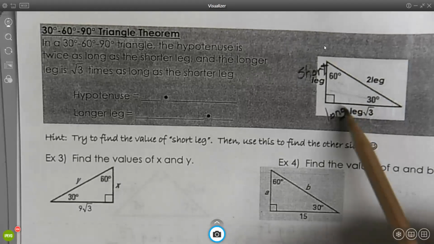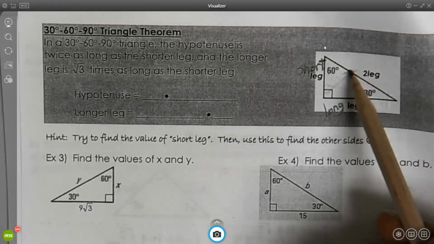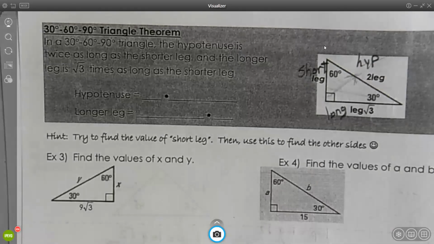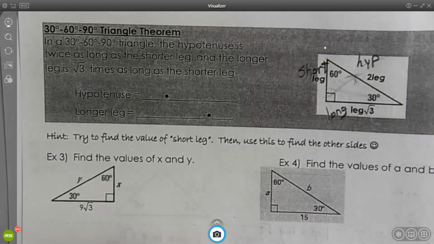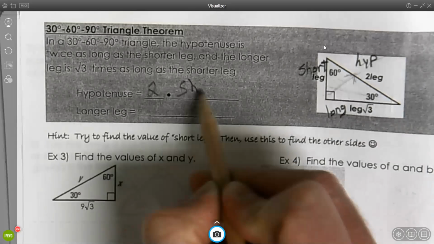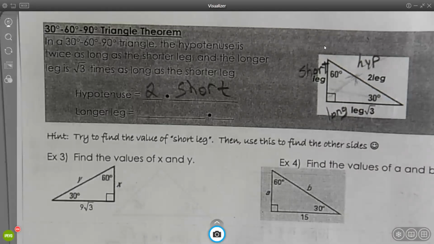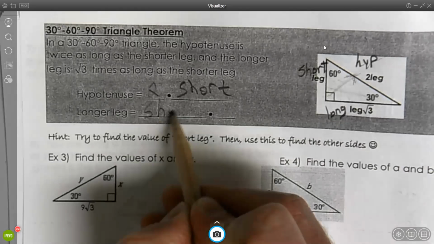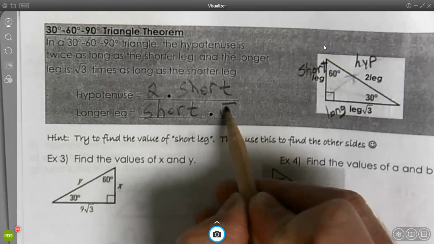And the biggest angle across from it will be the biggest side, which is always, as long as it's a right angle, called the hypotenuse, HYP. So their relationships is the hypotenuse is 2 times the short leg. The hypotenuse will always be twice as long as the short leg. The long leg will be the short leg times root 3.